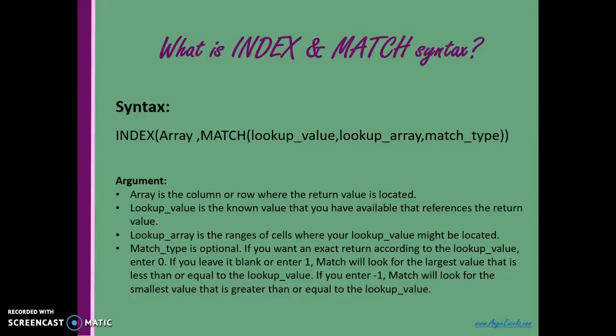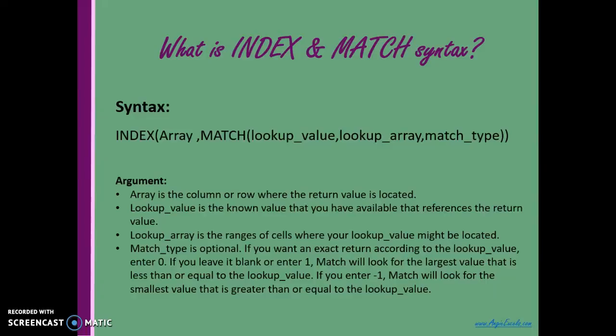But as you can see, it's kind of complicated, right? Because now you have two functions that you're blending together. But like everything in life, everything in education and learning, you've got to break it down. So for index, the only part per se that you need from the function is the array. Okay, array is the column or row where the return value is located. Okay, and then comma, and then for match, you're gonna use the whole function, the whole syntax.